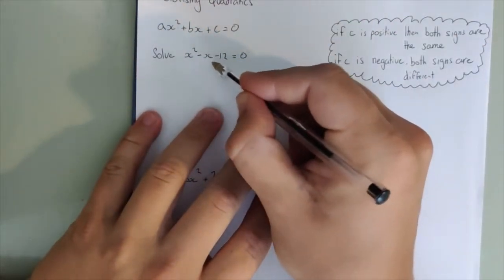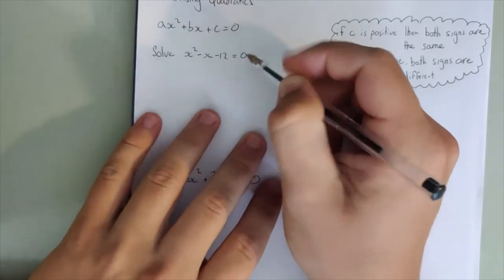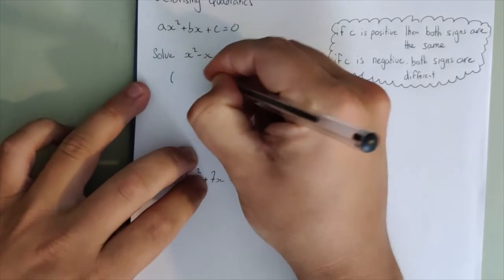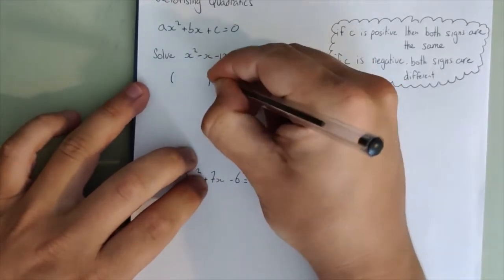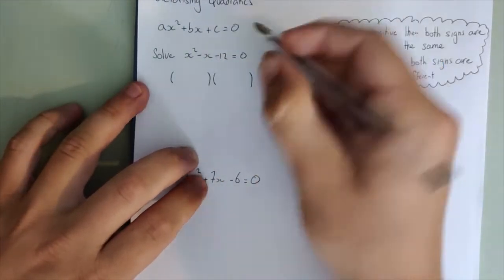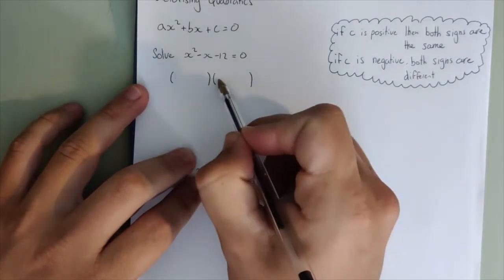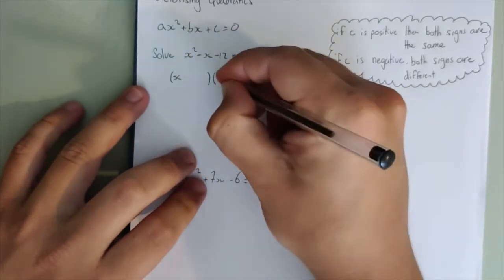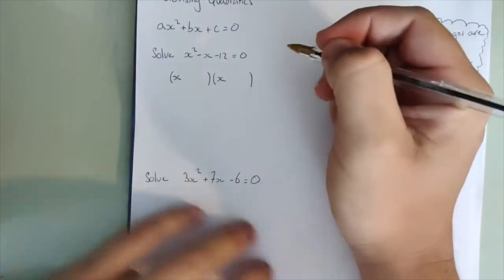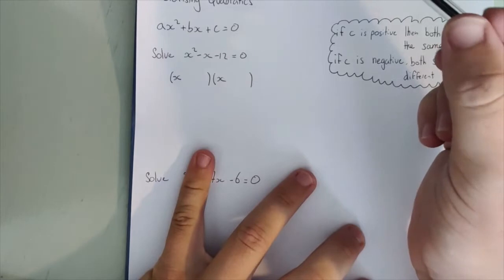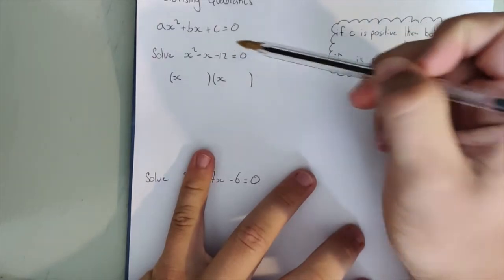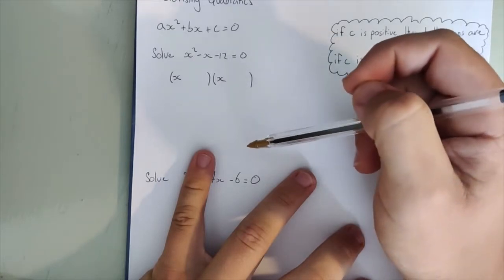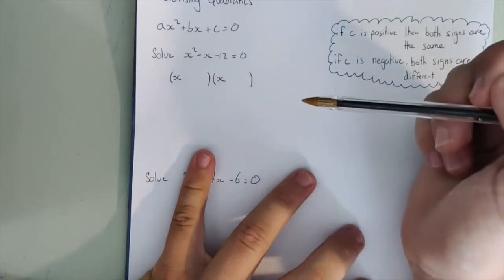x squared minus x minus 12 equals 0. So you know you want to put them in two brackets. So what I would do is just put two brackets down straight away. You know that there's an x and an x multiplied together to give you the x squared, so you can just write down these x's. And then what you need to find is two numbers that multiply together to give you 12 and subtract to give you x.